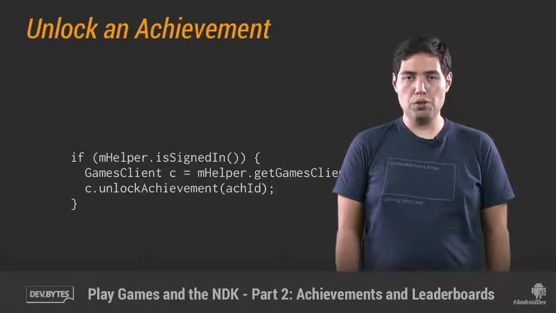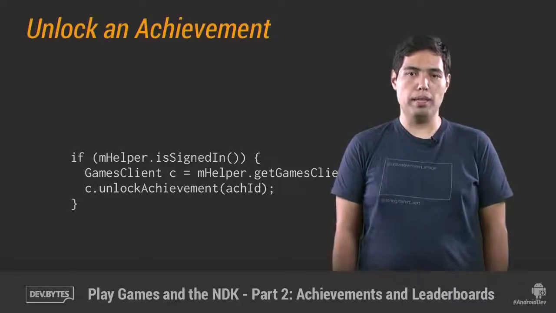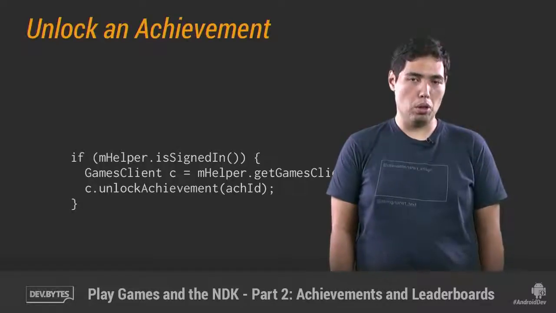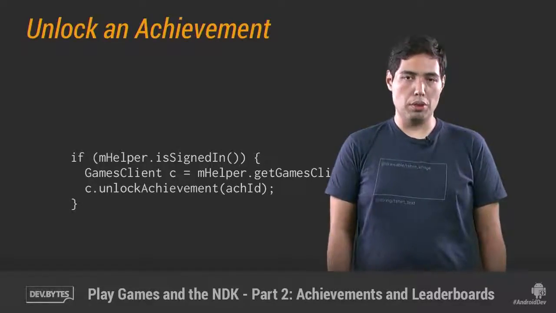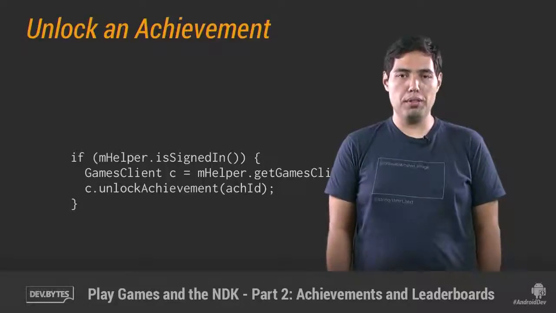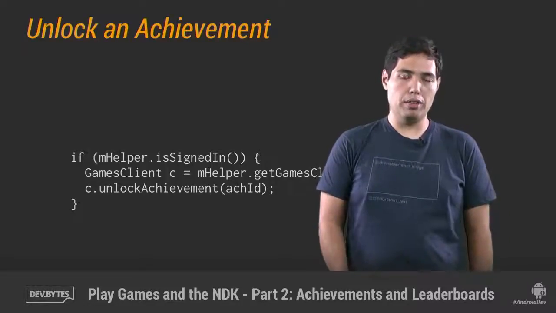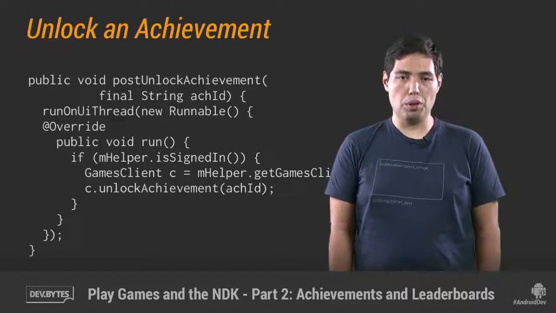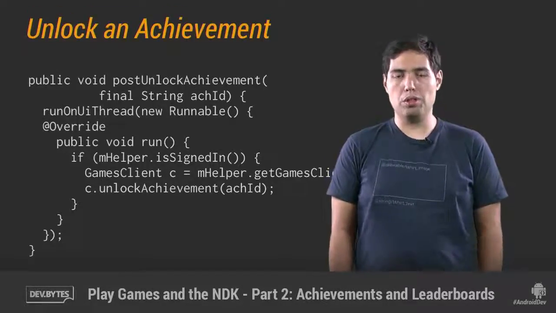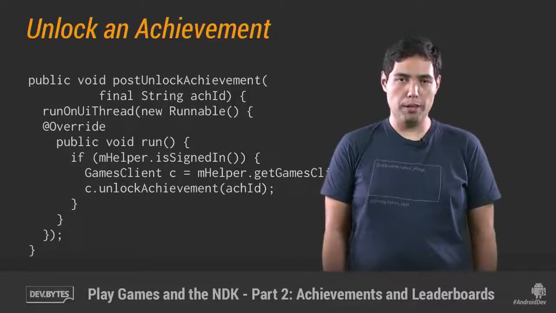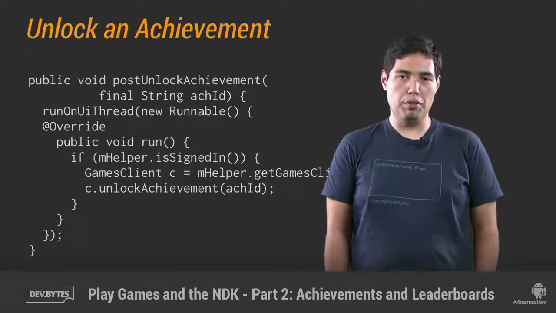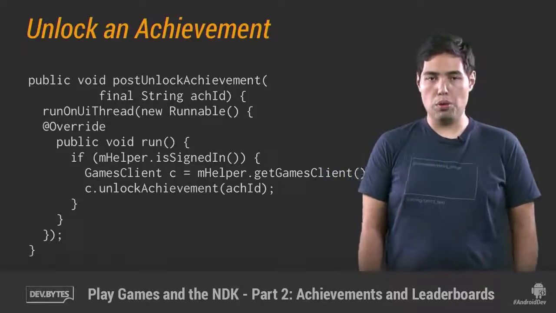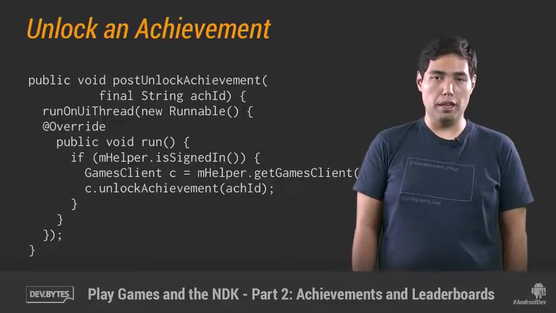To unlock an achievement, the call that you want to make is on the games client. You have a method called unlock achievement. So normally this is how you would do this. However, remember that your game is going to be running on a game thread that's different from the UI thread. So to prevent any synchronization problems, we're going to write a method called post unlock achievement, and that method is going to call run on UI thread. Then that method is going to invoke the unlock achievement method on the UI thread. So that's the method that we're going to call from the native side.